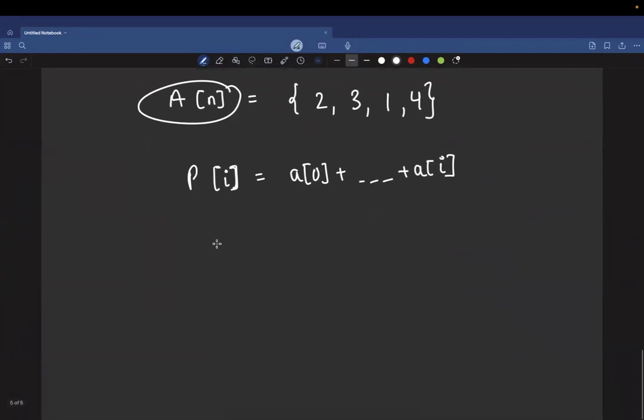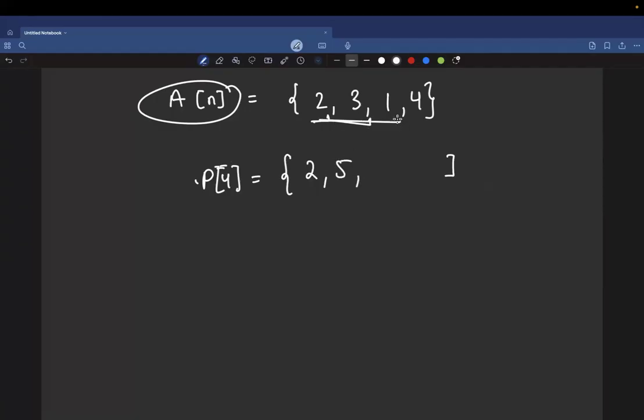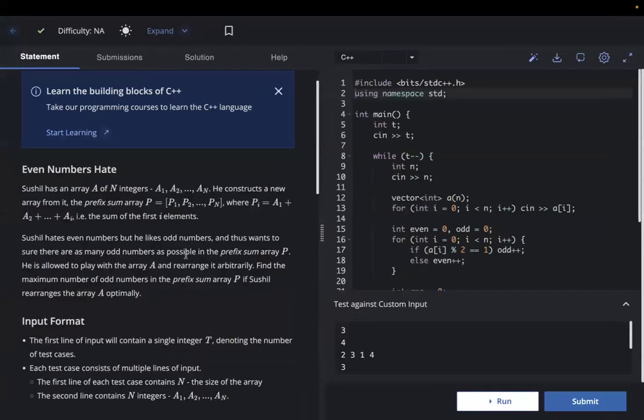And for this array, the prefix array will look like this. The prefix array will have size 4, basically equal to n, and the sum of the first element is 2, the sum of the first two elements is 5, the sum of the first three elements is 6, and the sum of all the first four elements is 10. So he will create a prefix sum array, and he wants to have as many odd numbers as possible in it. He is allowed to play with the array A and rearrange it arbitrarily. Find the maximum number of odd elements in the prefix sum array P if Sushil arranged them optimally.